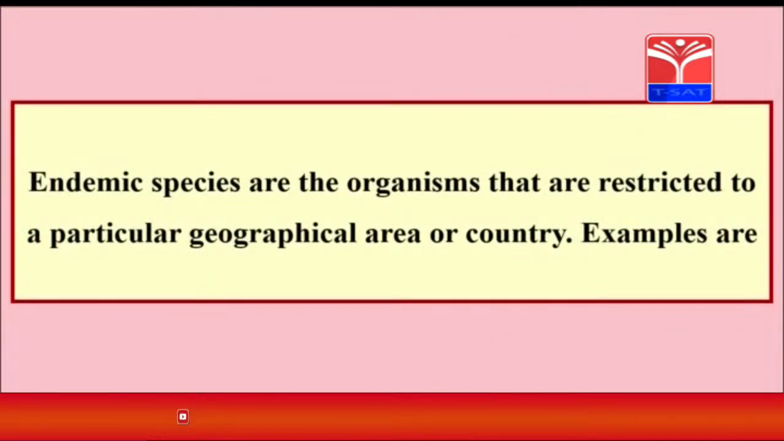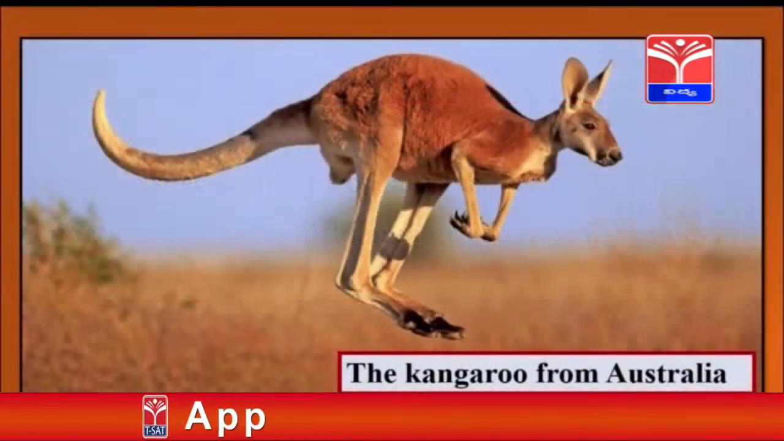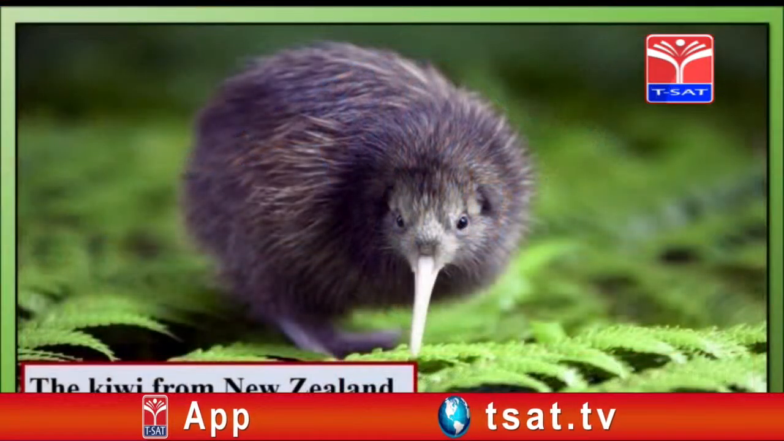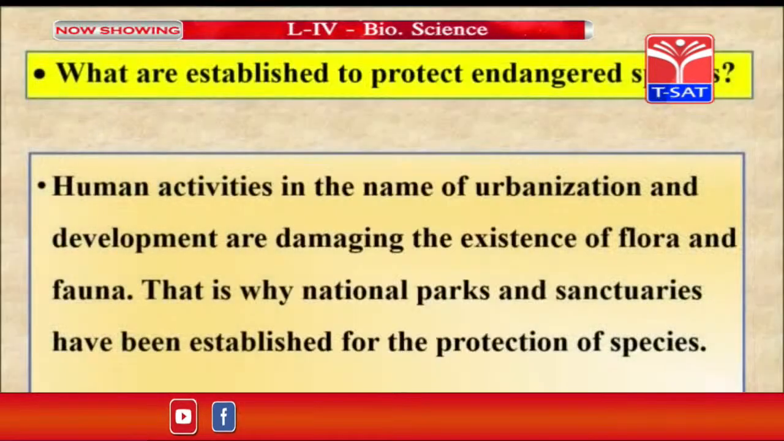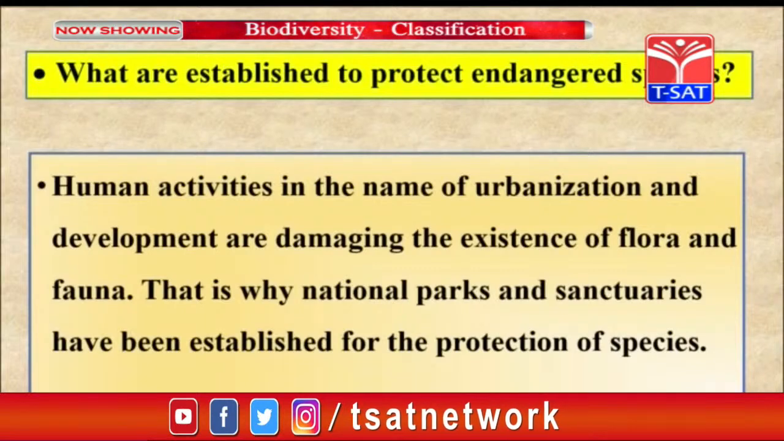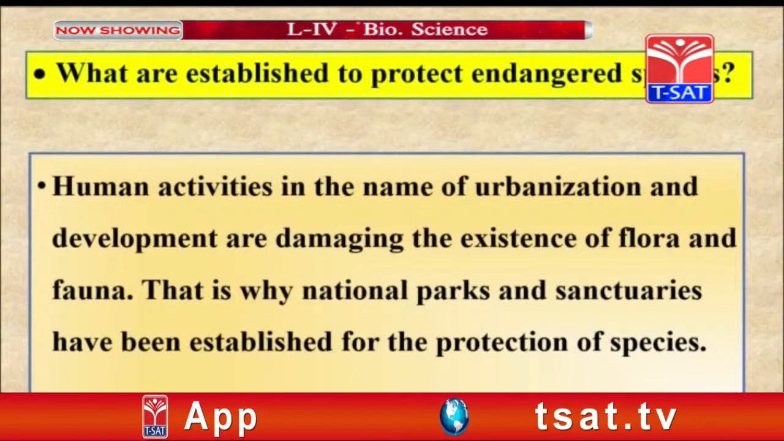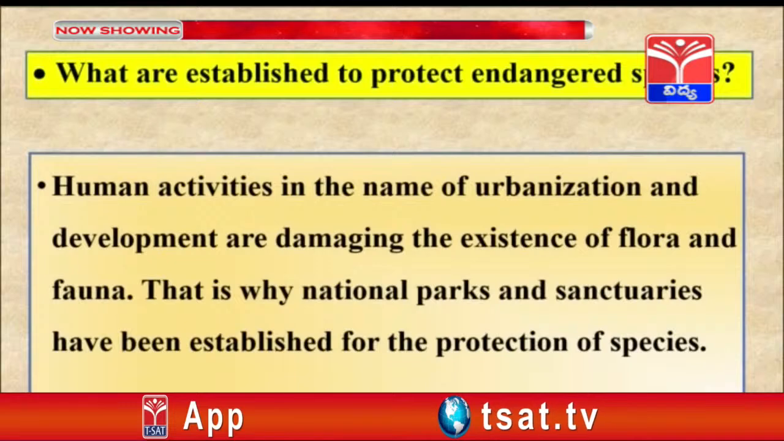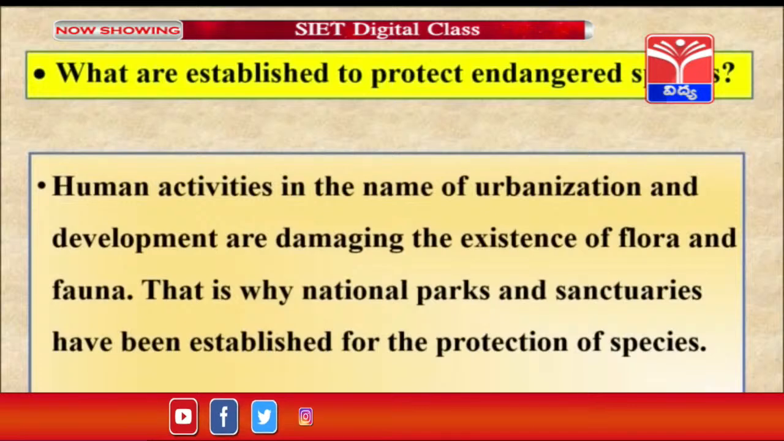Endemic species are the organisms that are restricted to a particular geographical area or country. Examples of endemic species are the kangaroo from Australia, the kiwi from New Zealand, and the peacock from India. What is established to protect endangered species? Human activities in the name of urbanization and development are damaging the existence of flora and fauna. That is why national parks and sanctuaries have been established for the protection of species.